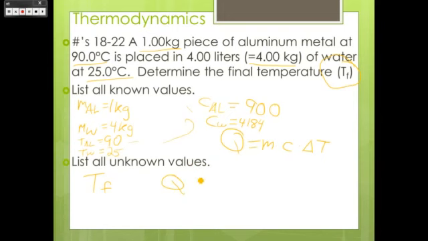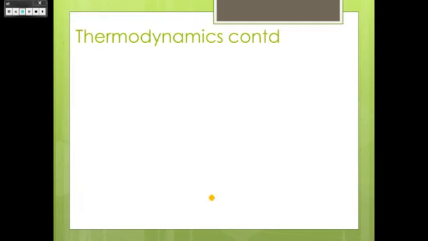If I take something that's hot and I put it in something that's cold, you know that heat goes from hot to cold. I have heat energy coming out of the aluminum going into the water. Well, we don't know that it's being lost anywhere else, so wouldn't the energy coming out of the metal be equal to the energy going into the water? If that's the case, then the Q of the aluminum is equal to the Q of the water, so I can set the two equations equal to each other.